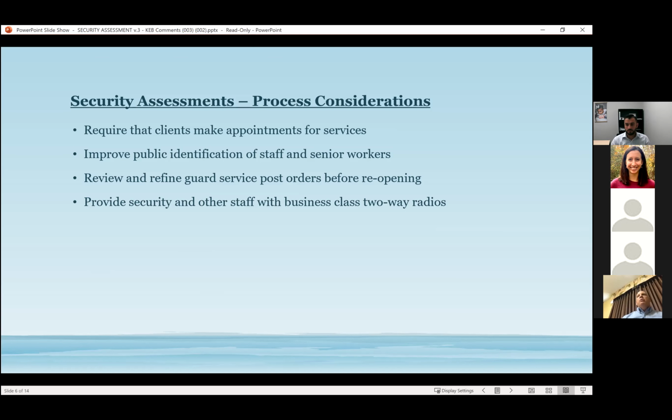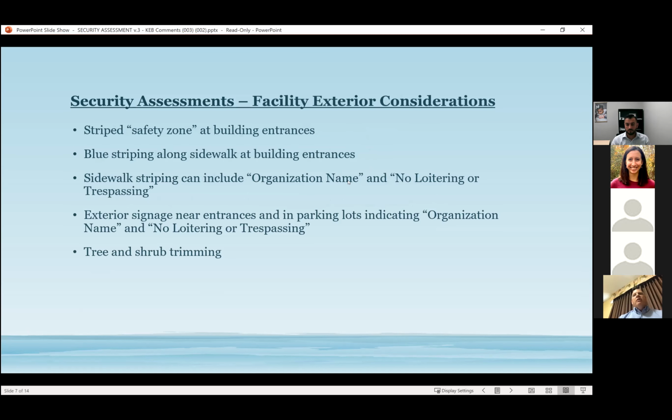If there is an issue, they also have a way to communicate back and forth if they need help or if there is an unusual occurrence. So two-way radios are a great plus when you look at your assessment on how you communicate within your facility. So if you don't have them and you have a way to get them, please do so, because they make communication that much more efficient within a facility.